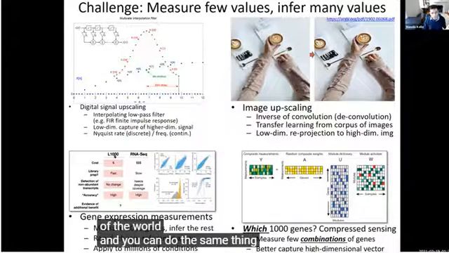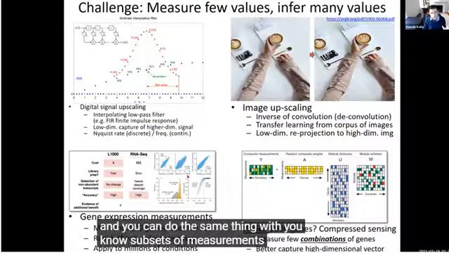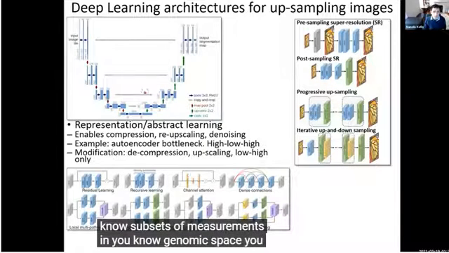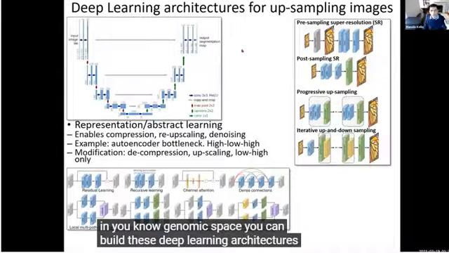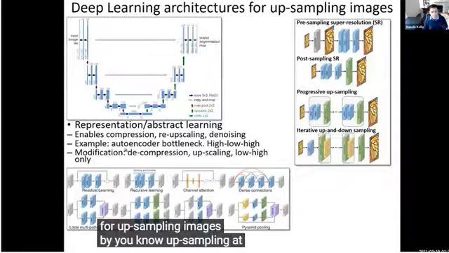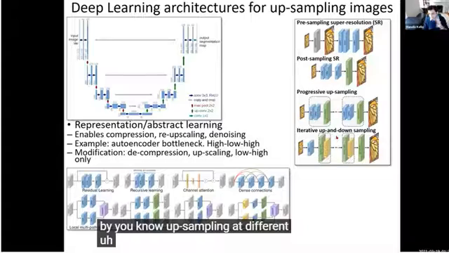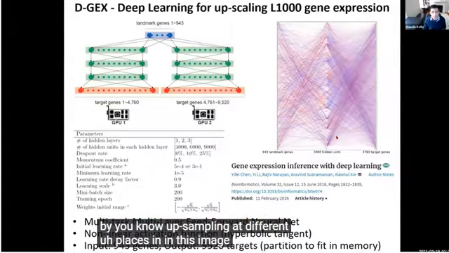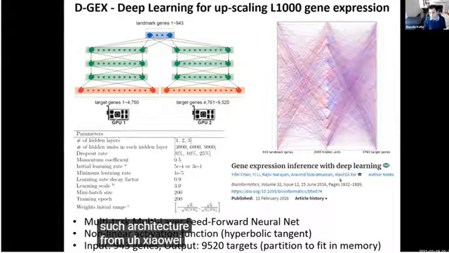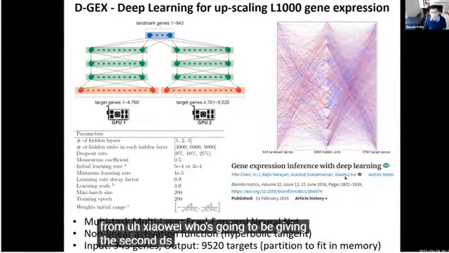And you can do the same thing with subsets of measurements in genomic space. You can build these deep learning architectures for upsampling images by upsampling at different places in this image. And then you're going to hear about one such architecture from Xiaowei Xie, who's going to be giving the second guest lecture today.